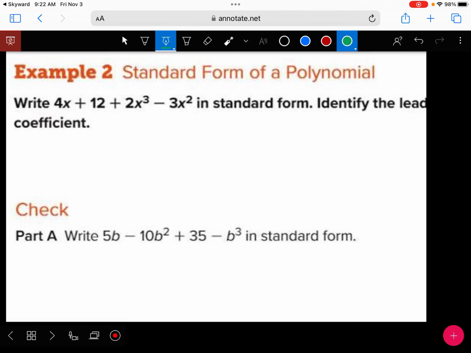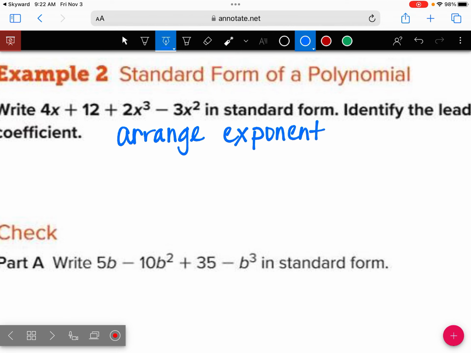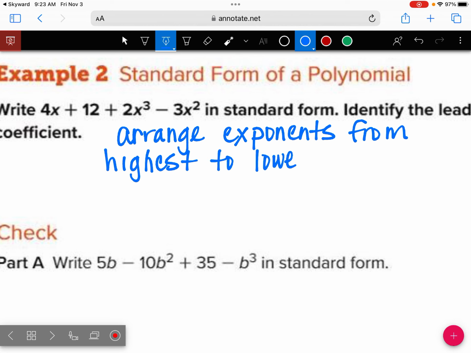When you write something in standard form, that means we're gonna arrange the exponents from highest to lowest. And that is what standard form is. So when it says in your homework and when you take your quiz in 2 weeks, it says write it in standard form, that means put it in order from highest to lowest.